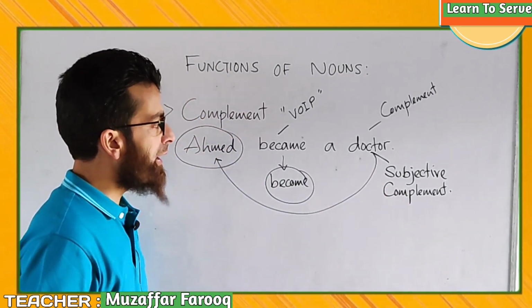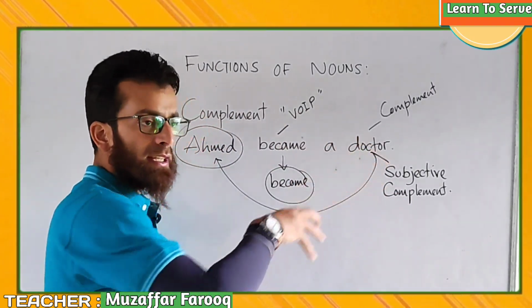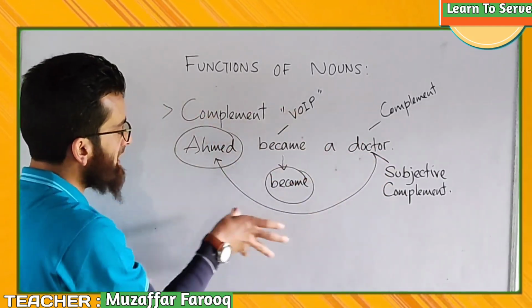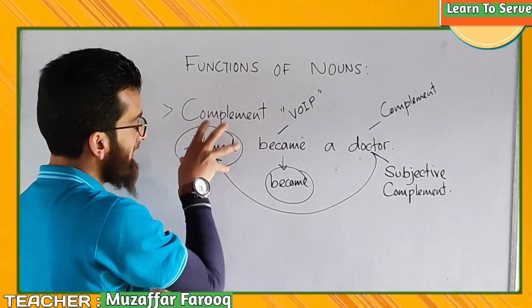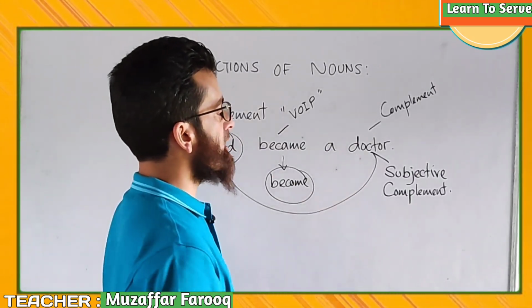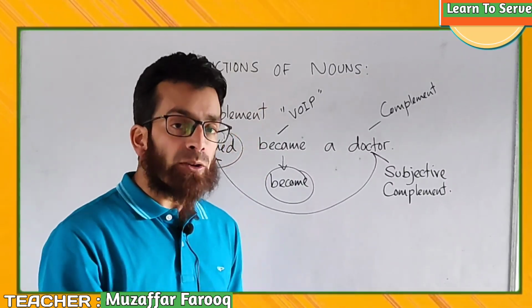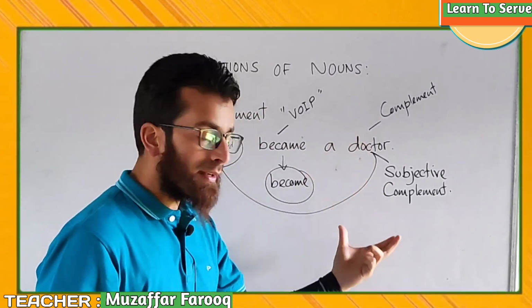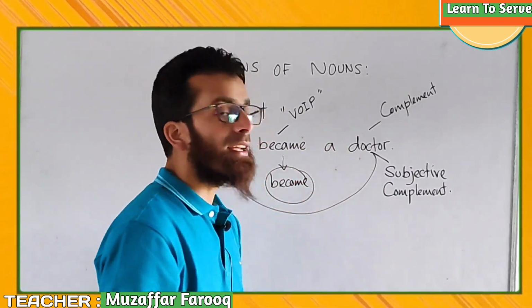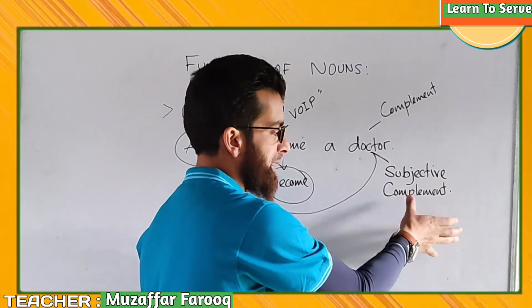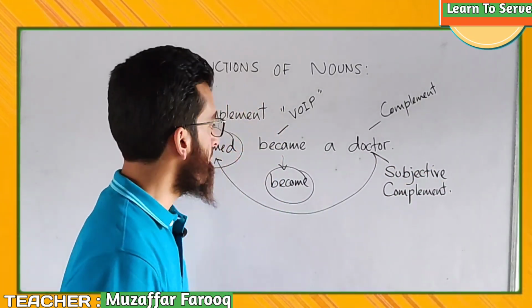So, here we have doctor. Doctor is an attribute of this person, of this subject of the sentence, that is Ahmed, whose name is Ahmed. So, this doctor is known as a subject complement. Hence, a noun, whether it is a proper noun or a common noun, can perform the function of a subject complement. So I hope this is clear.